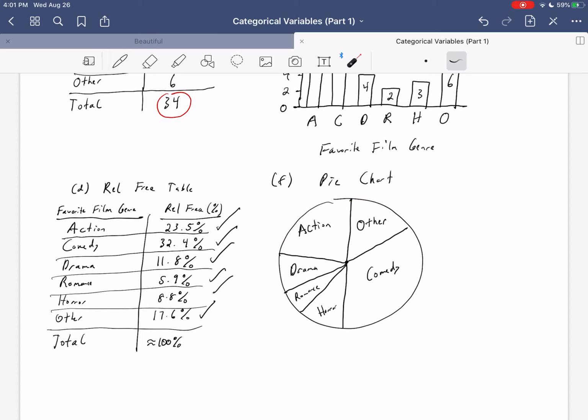In our next video, we'll continue to do a few more practice examples working with categorical variables, and talk a little bit about that special situation of a categorical variable where individuals can give more than one response.